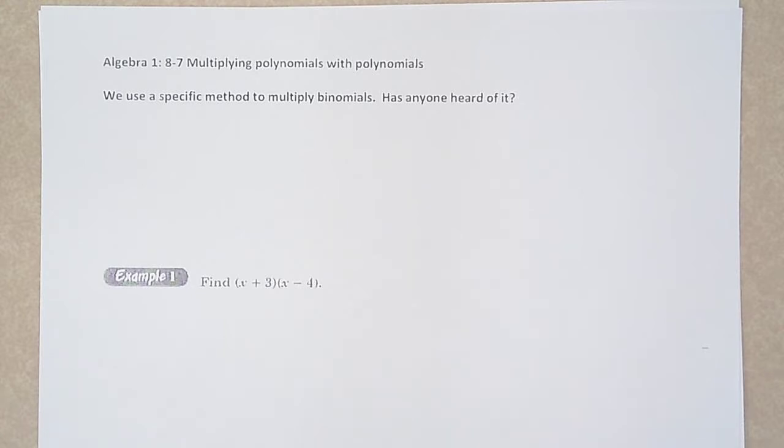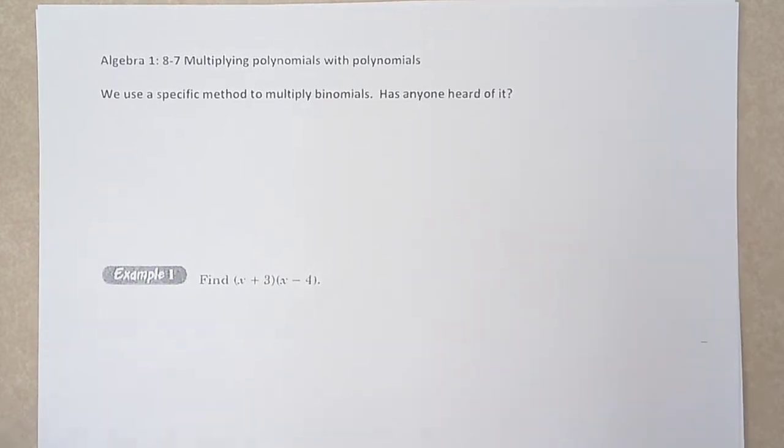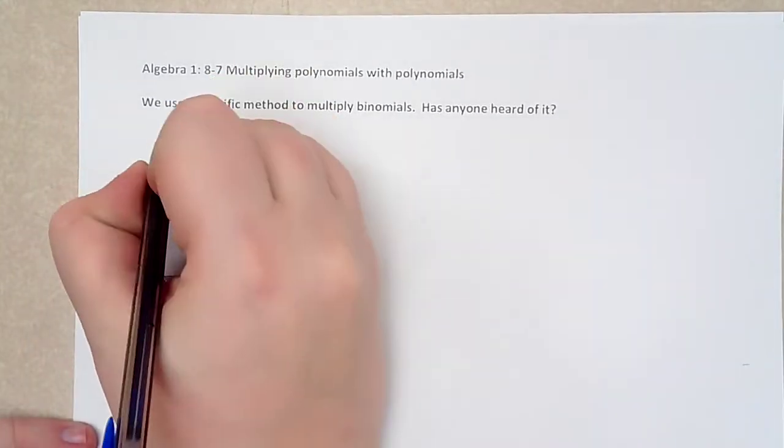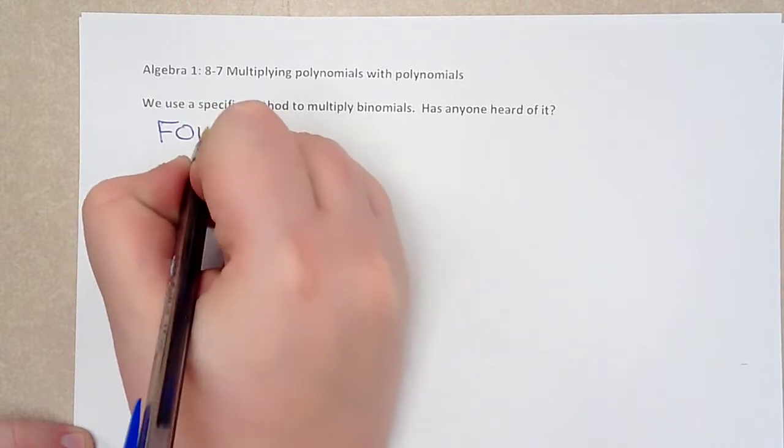So when we multiply binomials, we use a specific method, and it is called the FOILing method. All right, it's called the FOILing method.